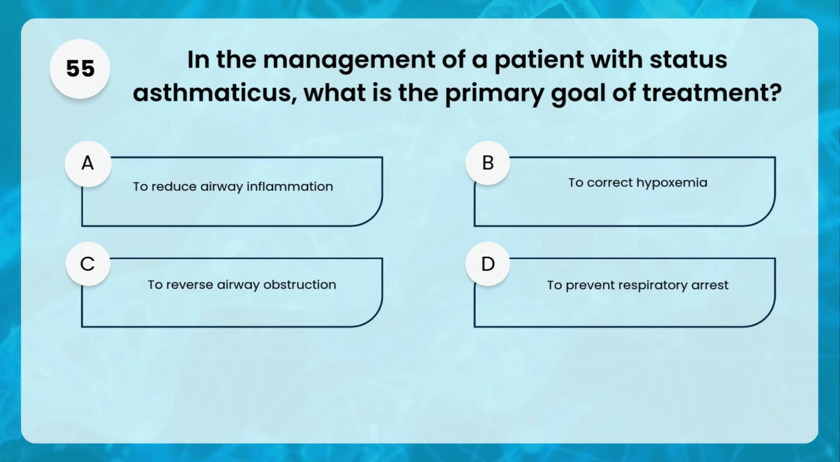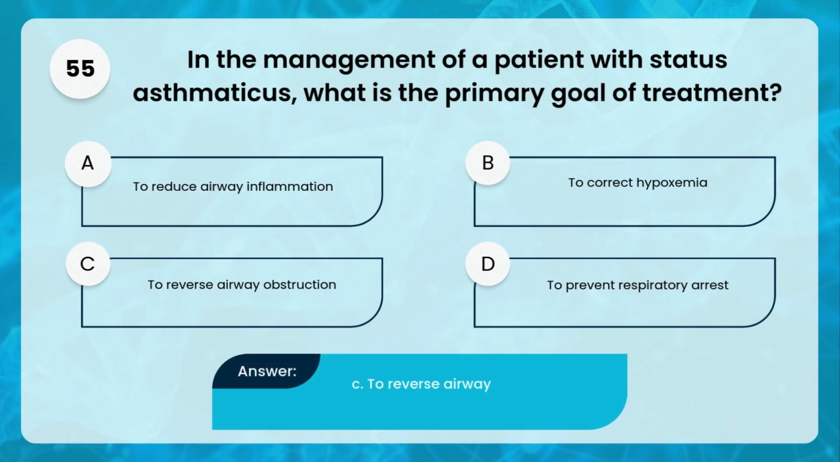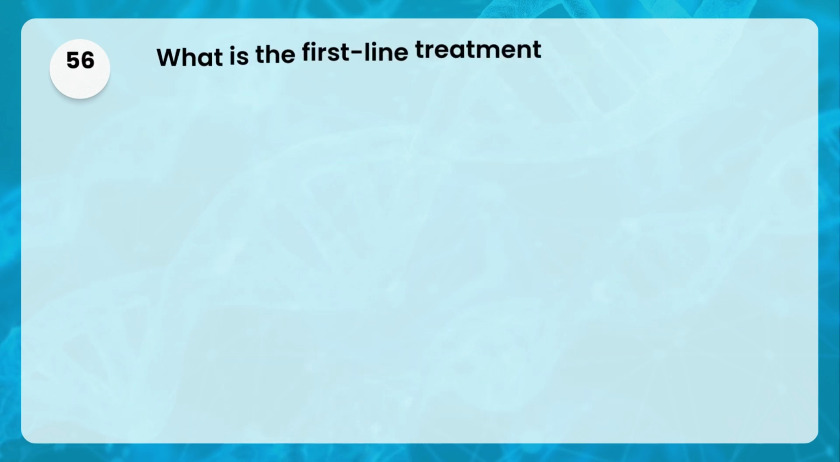A. To reduce airway inflammation. B. To correct hypoxemia. C. To reverse airway obstruction. Or D. To prevent respiratory arrest. The answer is C. To reverse airway obstruction. Number 56.